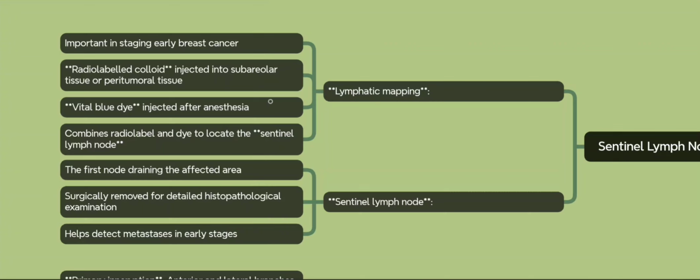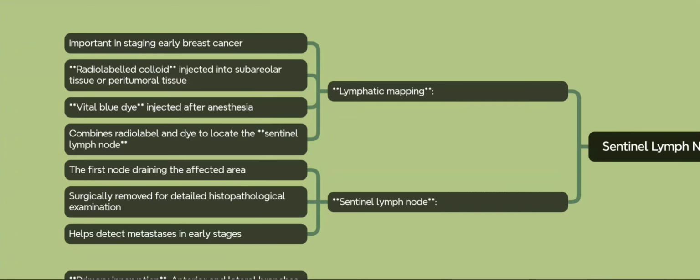So how can we do the lymphatic mapping? It's important in staging early breast cancer. How? We give a radiolabeled colloid. It is injected into the subareolar tissue or peritumoral tissue. Also, vital blue dye is injected after anesthesia. Those two combined locate the sentinel lymph nodes.